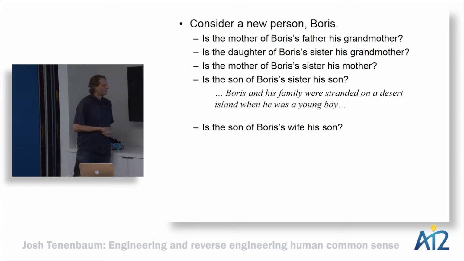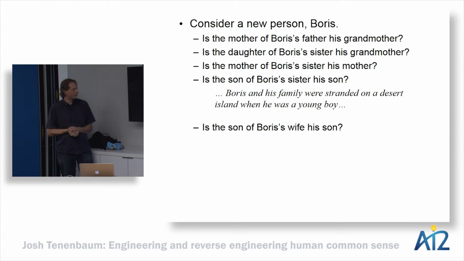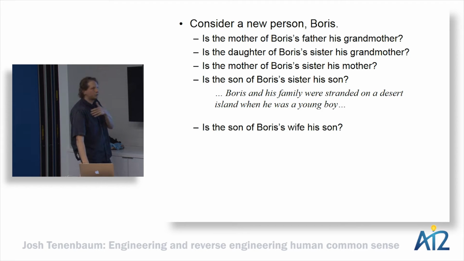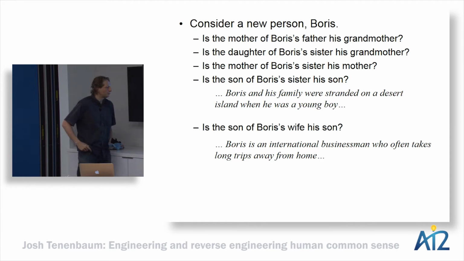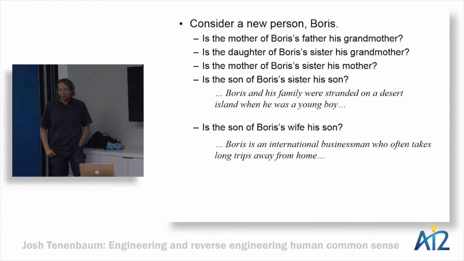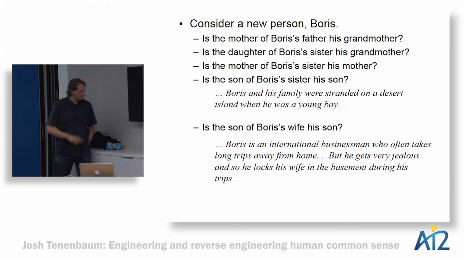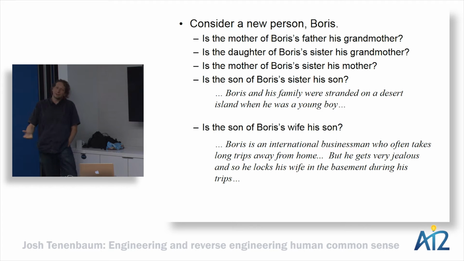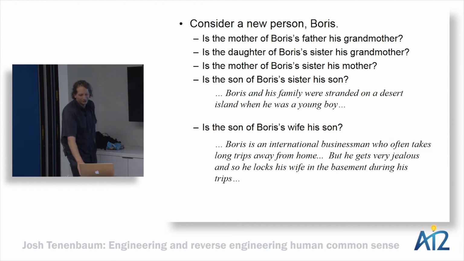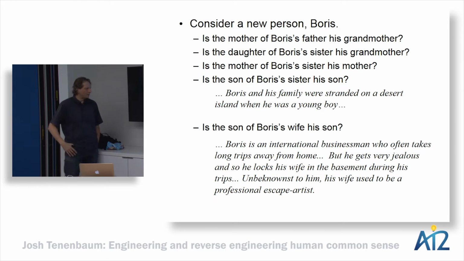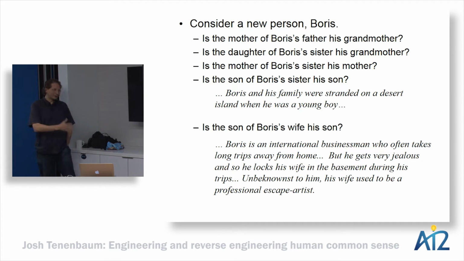Take another example. Is the son of Boris's wife's son his son? Here we probably would say, hopefully, yes. Unless there's some remarriages, but let's say they've each only been married once. Okay, fine. But now we can tell you more things like this. Suppose I tell you that Boris is an international businessman who often takes long trips away from home. That might change your probability. But he gets very jealous, and so he locks his wife in the basement during his trips. Oh, okay. So all that laughter tells you understand how this is going to change things, right? Unbeknownst to him, his wife used to be a professional escape artist. So it keeps moving, right?